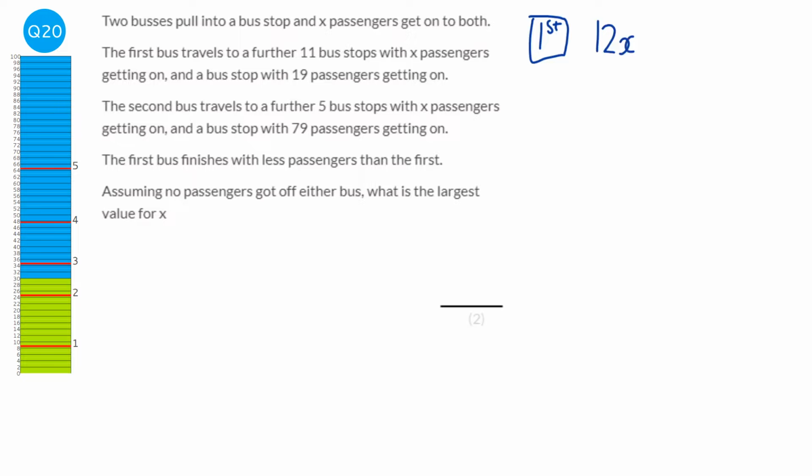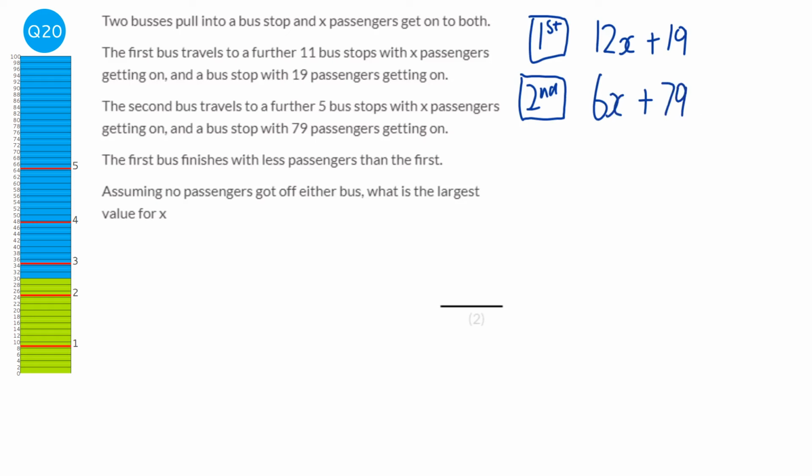And then on the last bus stop, 19 passengers get on. So plus 19. Now for the second bus, well, we start with X and a further 5X come on, because 5 bus stops with X passengers. So that's 6X altogether. And then 79 get on.